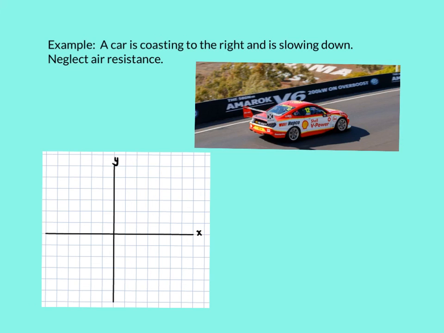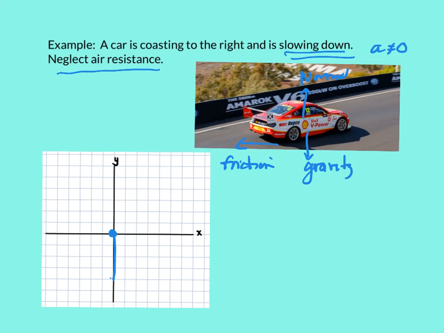Okay, last one. I've got a car coasting to the right and slowing down. So the acceleration is not equal to 0. It's asking us to neglect air resistance. So let's see, we've got gravity. We've got a normal force. And we've got some friction. So I've got my car, right? Got my force of gravity on the car by the earth.